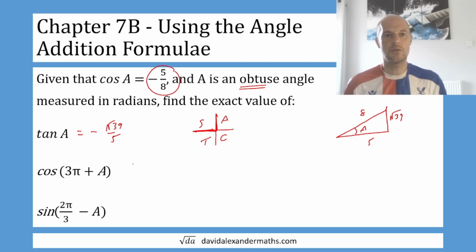For this next example, cos of 3 pi plus A, we're going to write this as the cos of 3 pi cos A minus the sine of 3 pi sine A. Now the sine of 0, pi, 2 pi, 3 pi, 4 pi, any multiple of pi is 0. So 0 lots of sine A is 0. So we can just ignore all of that because that is 0.